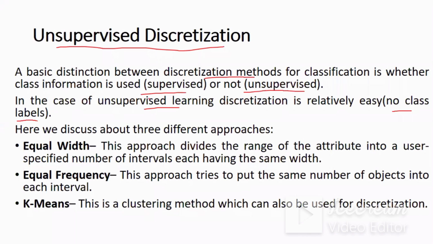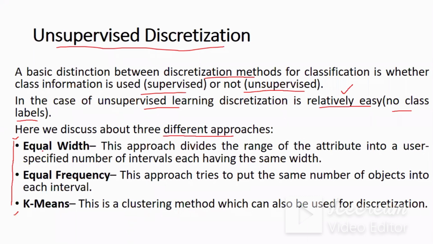So in the case of unsupervised discretization, the techniques are going to be relatively easy, but whether they are effective or not, we don't know. Okay, so here we are going to discuss 3 different approaches for unsupervised discretization. Let me explain again that in discretization, we are trying to convert continuous values into discrete values. That is what discretization is.